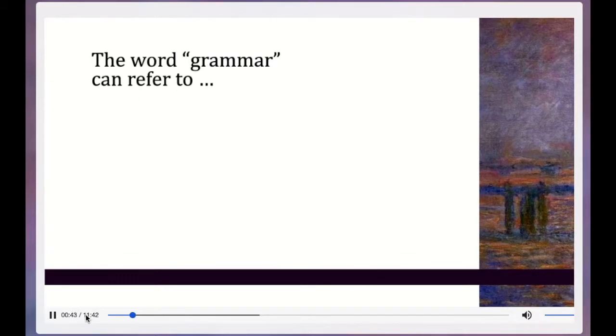The word grammar can be used to talk about at least three things. Many people, I think, associate it first and foremost with a book describing a lot of rules for how a language can be used, and the studying of these rules in school.